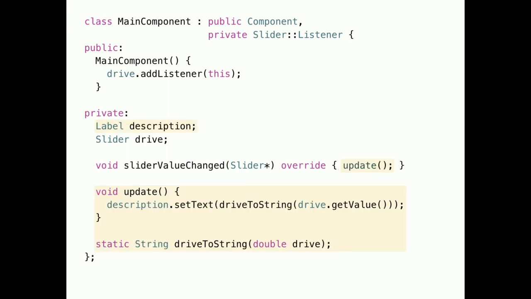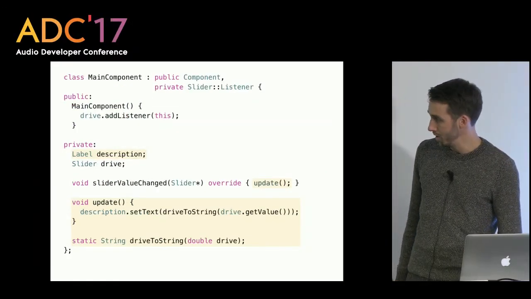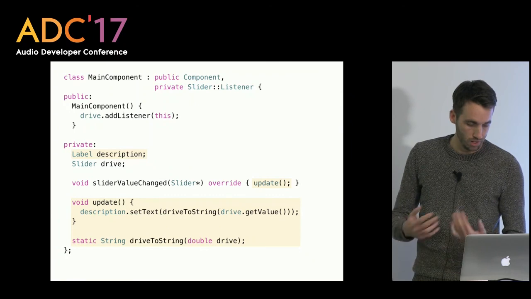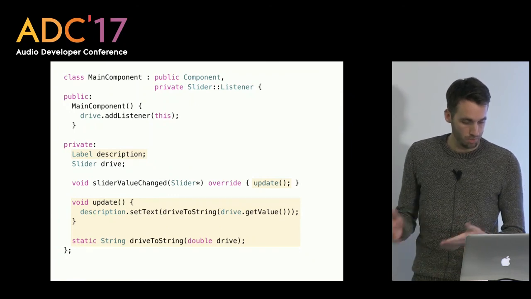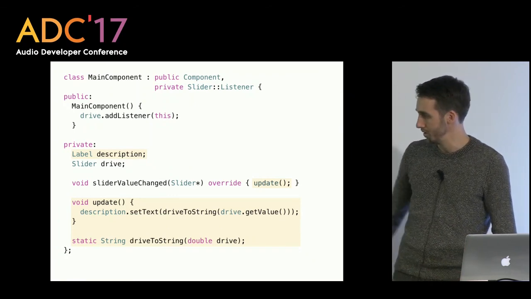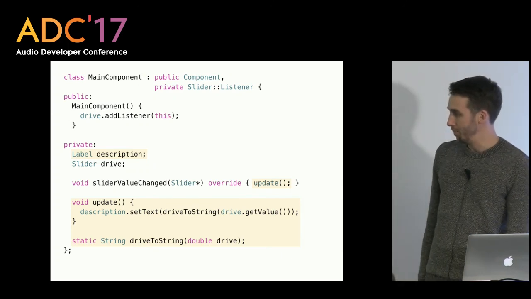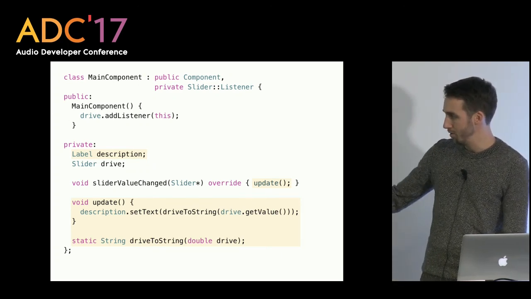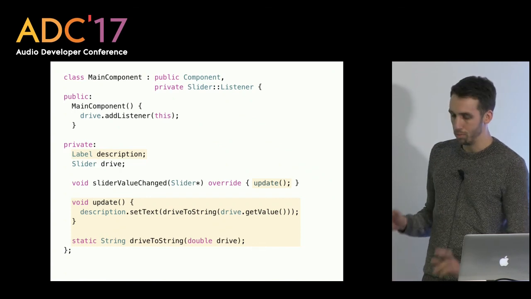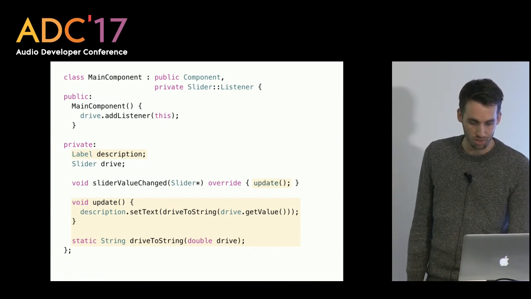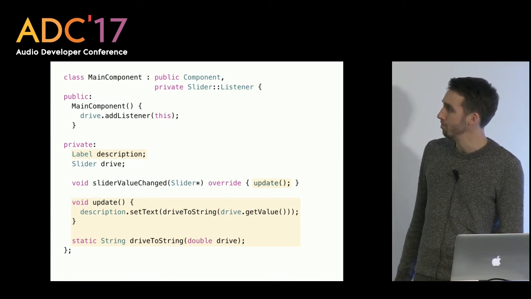And next we are going to add the label. So we add a member variable, and then in our slider value changed, we call an update function, and in that function we first get the slider value and we pipe it through a function called drive2string, which is at the bottom here. And this function takes a double, returns a string, so that gives us a description like moderate or subtle we just saw. So this works, right? Done?